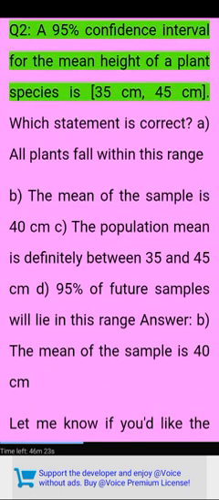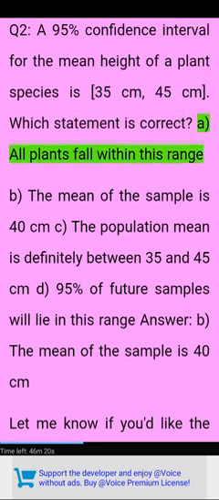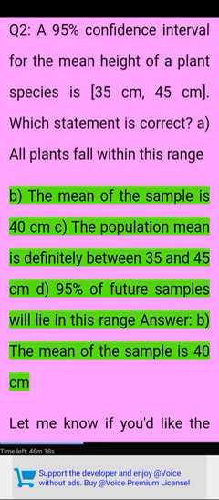Q2. A 95% confidence interval for the mean height of a plant species is 35 centimeters, 45 centimeters. Which statement is correct? A. All plants fall within this range. B. The mean of the sample is 40 centimeters. C. The population mean is definitely between 35 and 45 centimeters. D. 95% of future samples will lie in this range. Answer. B. The mean of the sample is 40 centimeters.